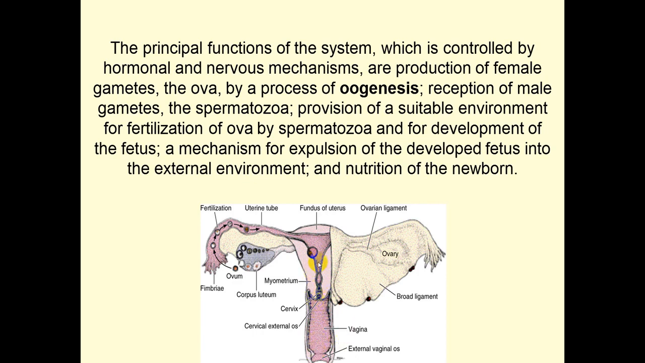One more additional organ of the female reproductive system is the mammary glands. Mammary glands are specialized for the nutrition of the newborn.